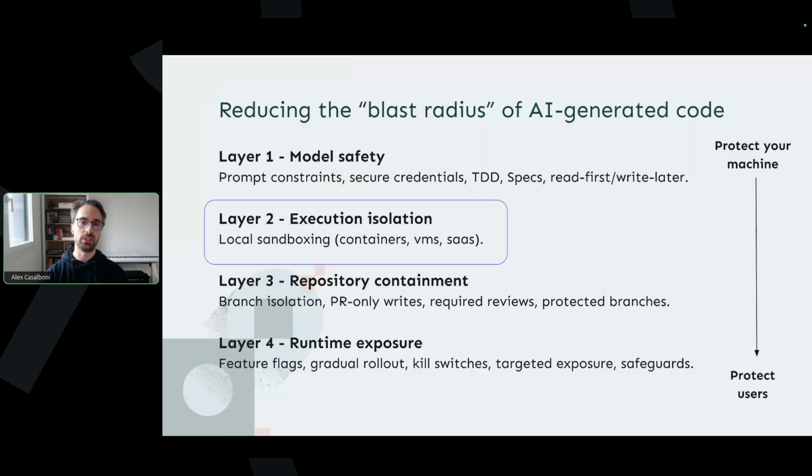Now, we looked into layer 2. This is where you can reduce the blast radius for things that run on your laptop or in a remote environment. Now I want to go all the way to layer 4.